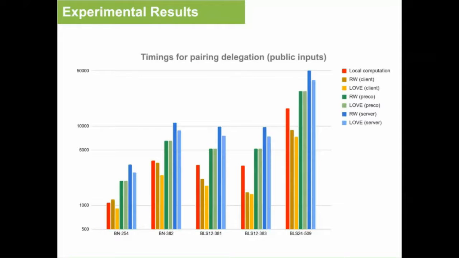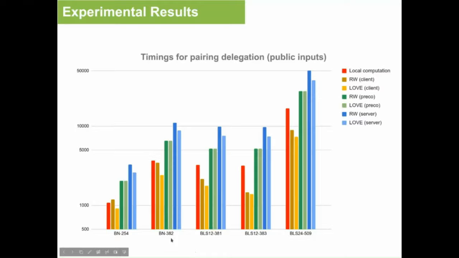In the first graph, you can see the timings for pairing delegation with public inputs. The y-axis has the latency in thousands of cycles in log scale, such that the numbers are closer and easier to compare. The x-axis has the different choices of parameters for all the curves we implement here. The red label corresponds to the baseline for local computation. The shades of yellow have the timings for client-side computation in both the LOAF protocol and related work. The green bars have the timings for pre-computation, and the blue bars have the cost for the server-side part of the computation. The lighter shades always correspond to the LOAF implementation across the different curves.